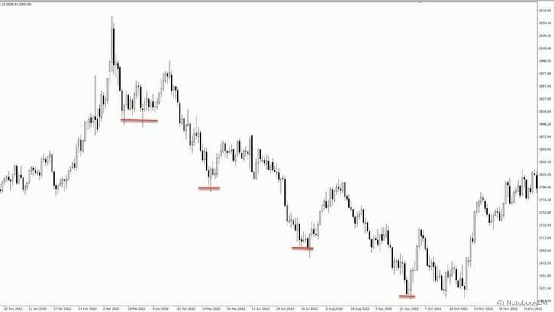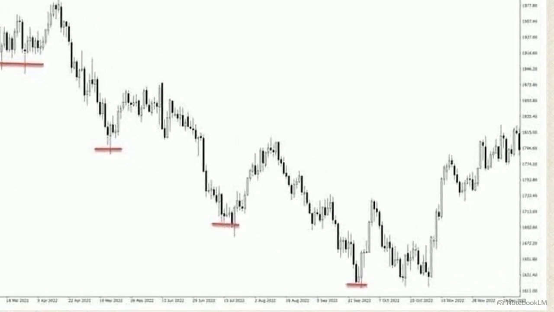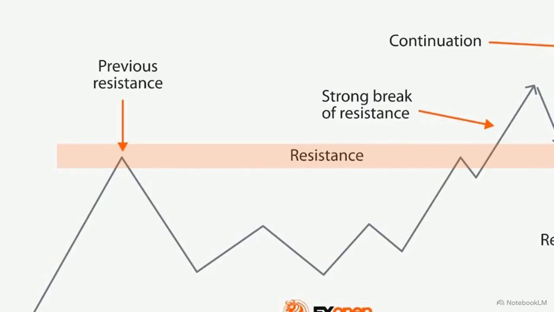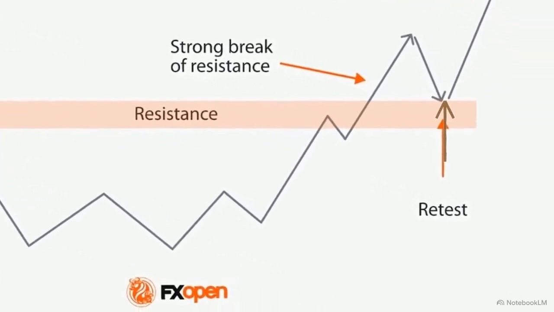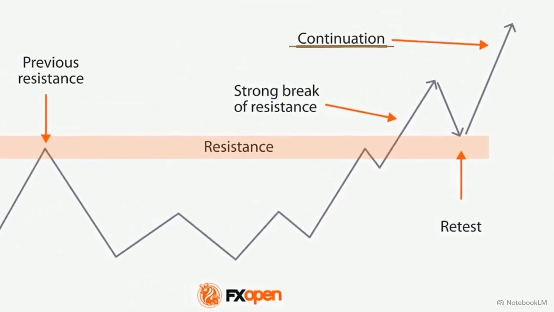Step 2 is mapping the boundaries of our city. We identify key horizontal levels, marked by these red lines. These are critical zones where buyers and sellers fought, resulting in clear historical bounces. This diagram illustrates how price interacts with those boundaries. The market creates a strong break straight through the resistance zone, then dips back down to touch that same level. That dip is the retest phase, the perfect location to anticipate the next push higher.